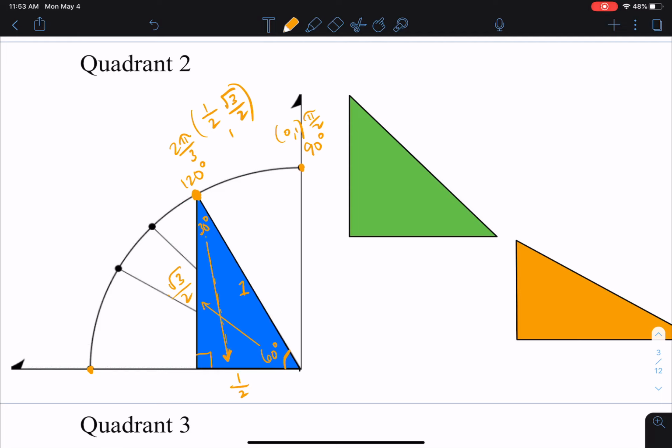What's the difference here? Well, the difference here is we're in quadrant 2. So in quadrant 2, x's are negative, y's are still positive, because we went left from 0, 0 in the negative direction. So that means x is going to be negative 1/2, and y is going to be the square root of 3 over 2.